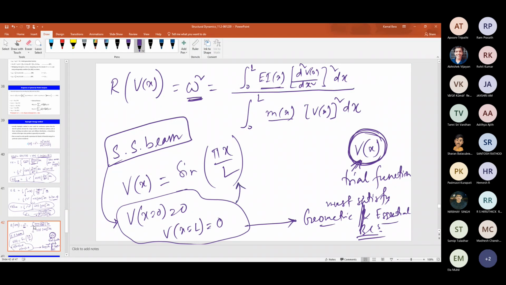Just check whether the trial function that I have chosen is satisfying the two essential boundary conditions or not. Yes. You can choose any other function, like exponential or whatever. A polynomial you can also do. Now substitute V(x) equals sin(pi x by L) in the Rayleigh's quotient and tell me what omega 1 is.